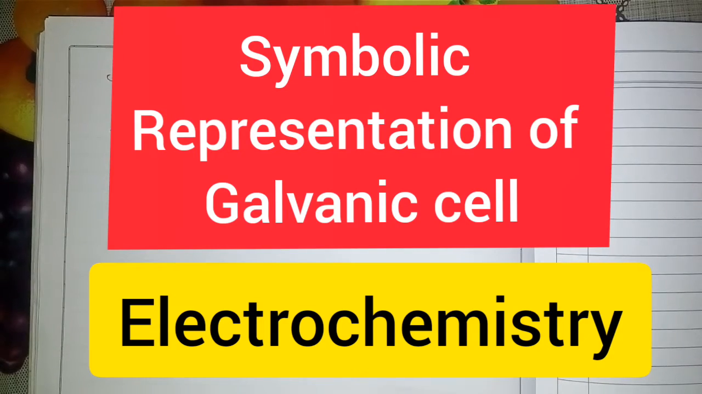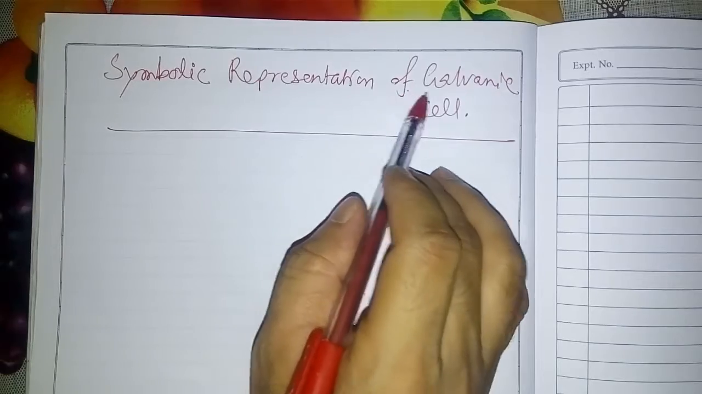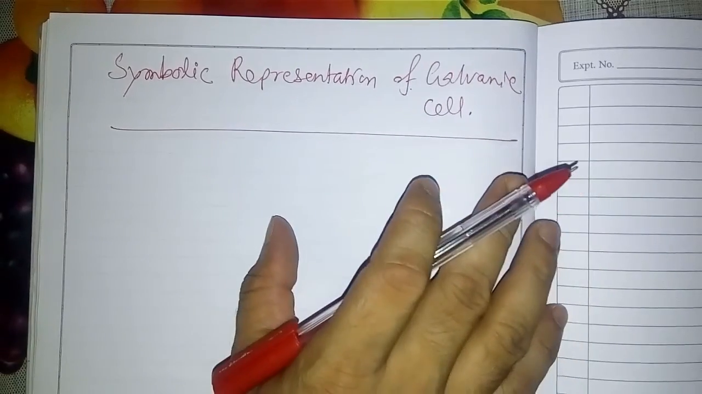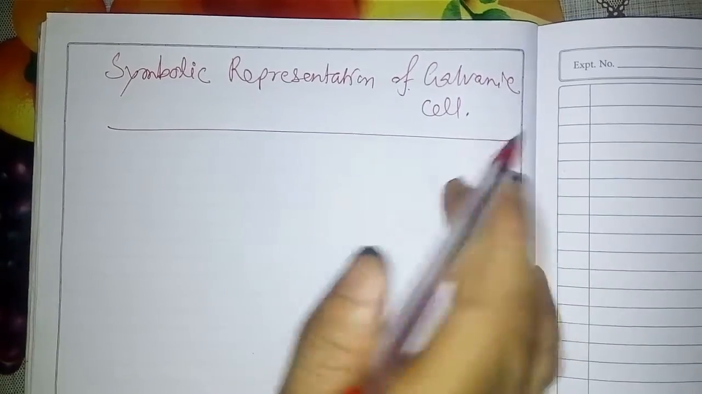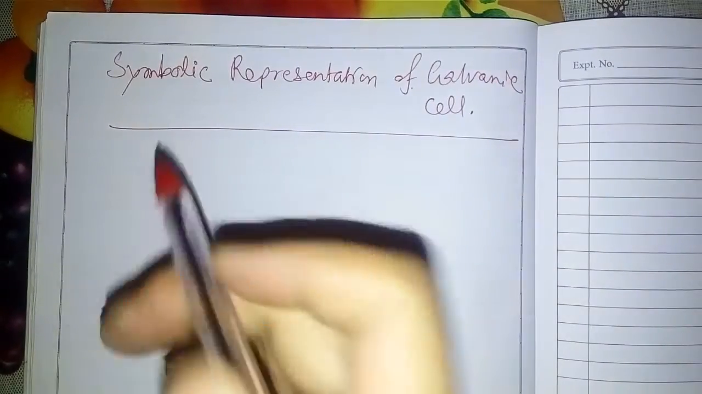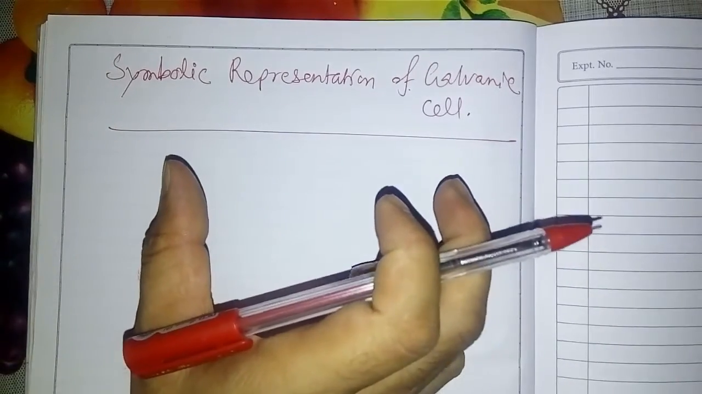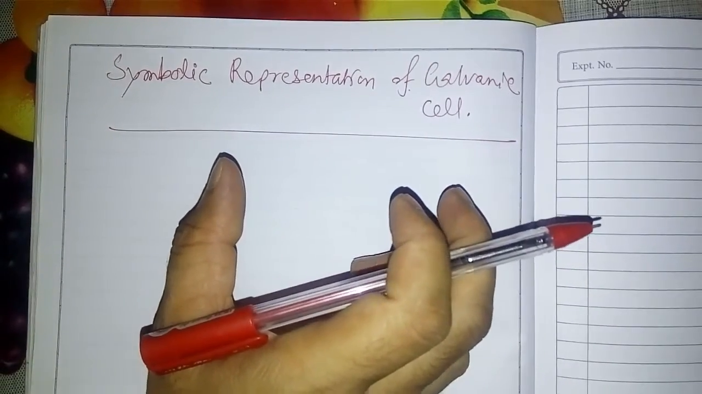Hello everyone, in this video I will discuss the symbolic representation of a galvanic cell. All of you know the galvanic cell. Now you have to know its symbolic representation. A galvanic cell is formed by the combination of two electrodes.